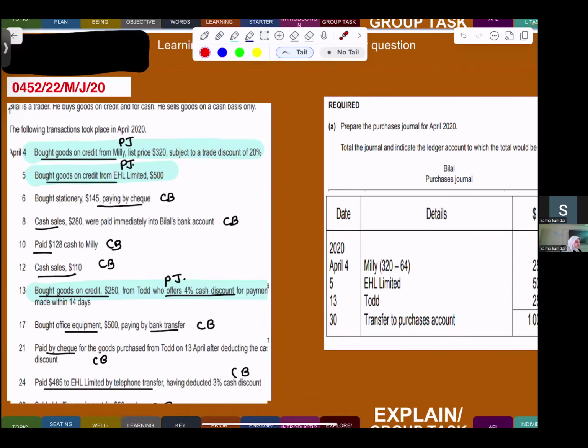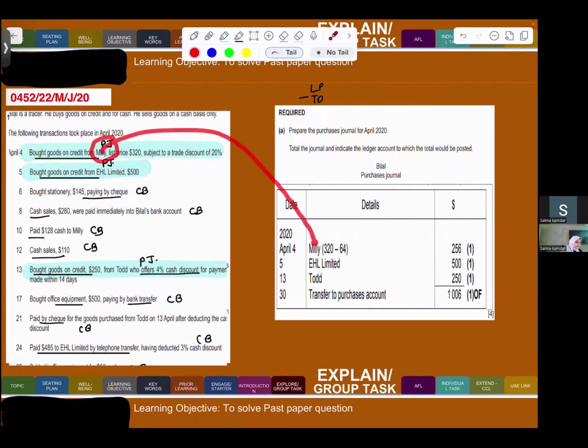So I'm going to take 20% of 320. I will minus it and I will get this. Bought goods on credit from EHL. Just the name and amount. No discount given, so it's direct. We always make it a habit to write the trade discount as information over here.